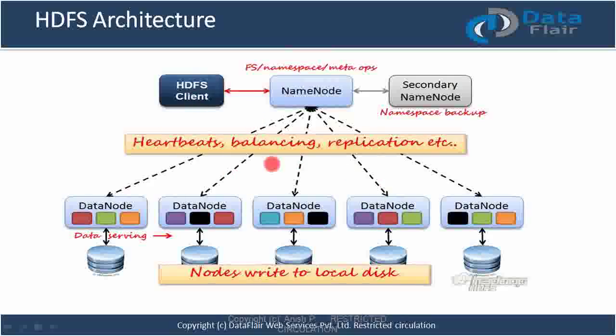All of you guys, please note down. Again, a 3-star mark line. All the data flow from client to Hadoop cluster goes directly to data node, not via name node.